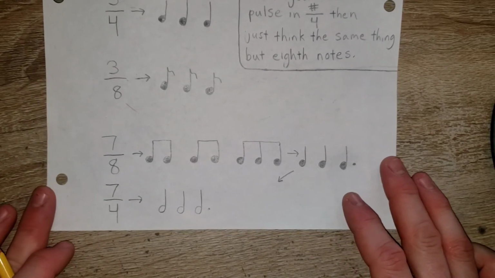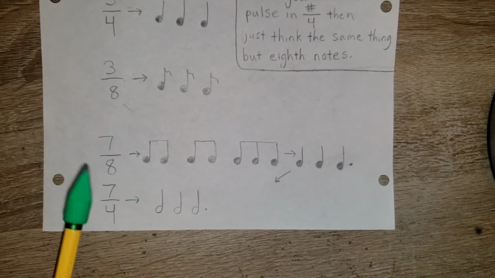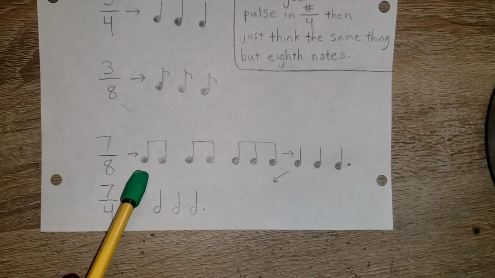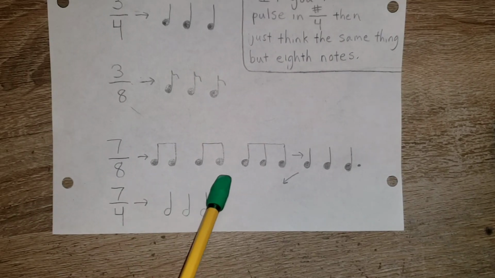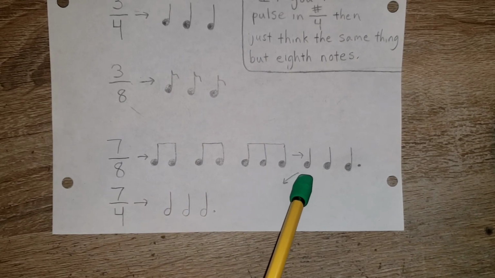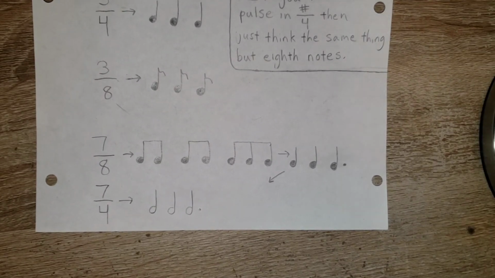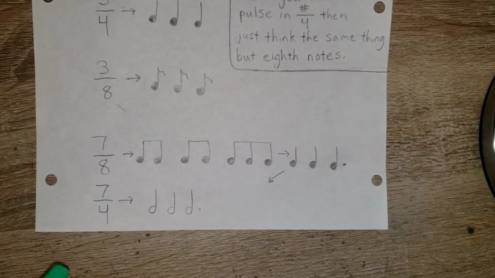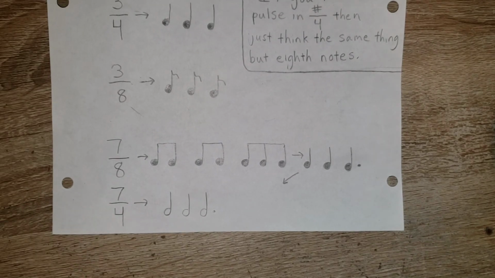So we have our 7/8. Our 7/8 is telling us we have this pattern of 2 eighth notes, 2 eighth notes, 3 eighth notes, which we could translate into a pulse of a quarter note, quarter note, dotted quarter note. So now if we know that 7/8 pulse, 7/8 is telling us 7 eighth notes. If we look at 7/4, 7/4 is telling us 7 quarter notes.